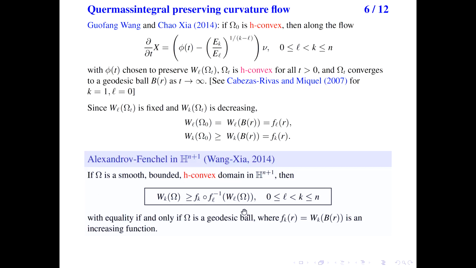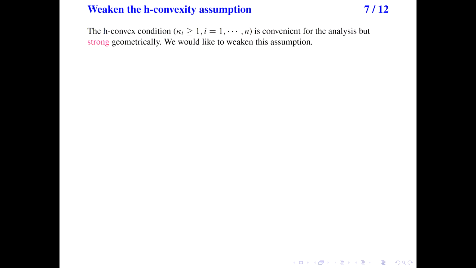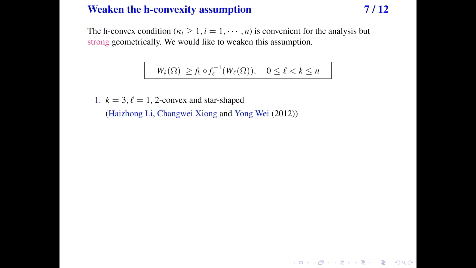So now we have a complete family of Alexandrov-Fenchel inequalities for domains in the hyperbolic space, but the condition is h-convex, which is a strong condition. So we hope to weaken this assumption. The first result in this direction is the one proved by myself and Haizhong Li and Changwei Xiong for some special index, precisely for k is 3 and l is 1. We can prove this inequality for convex and star-shaped domains.